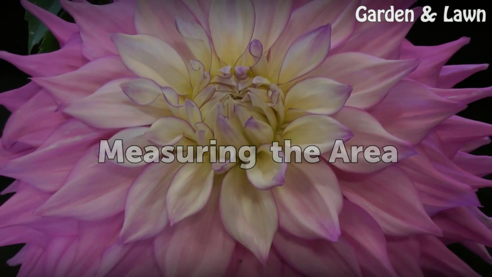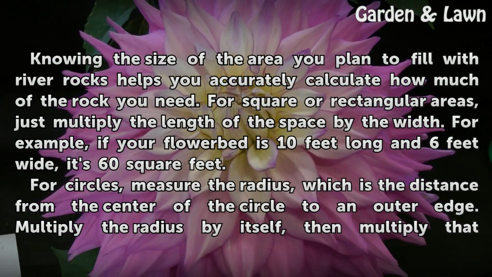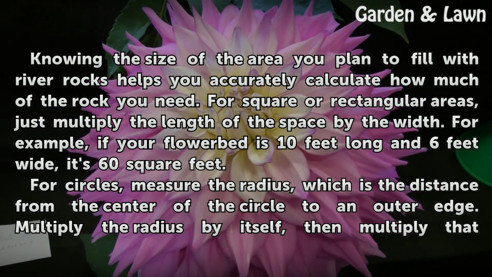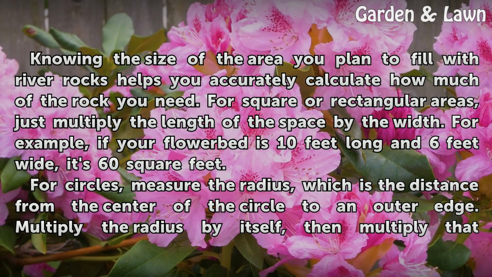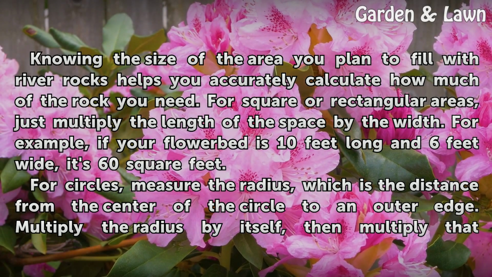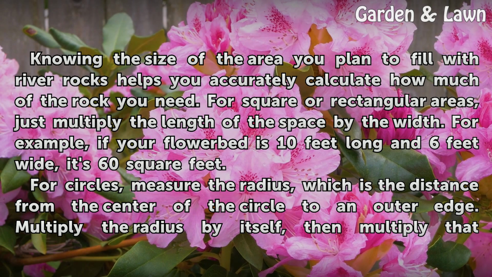Measuring the area. Knowing the size of the area you plan to fill with river rocks helps you accurately calculate how much of the rock you need. For square or rectangular areas, just multiply the length of the space by the width. For example, if your flower bed is 10 feet long and 6 feet wide, it's 60 square feet.